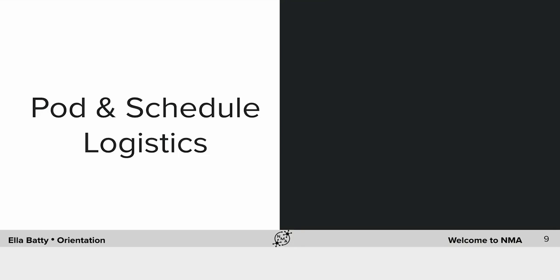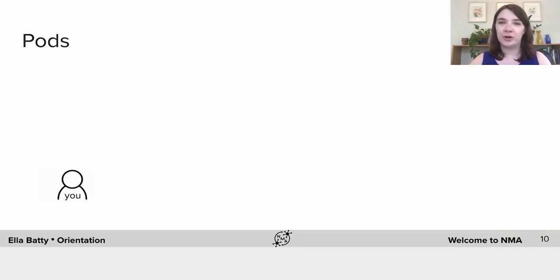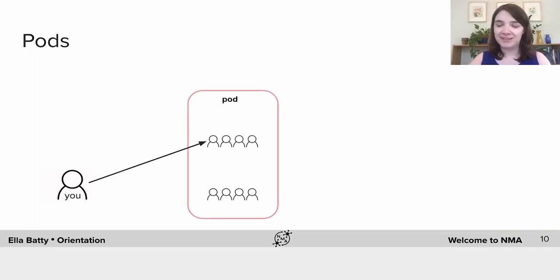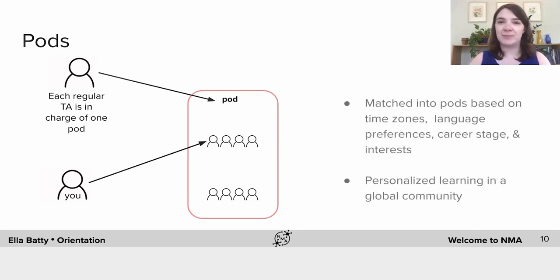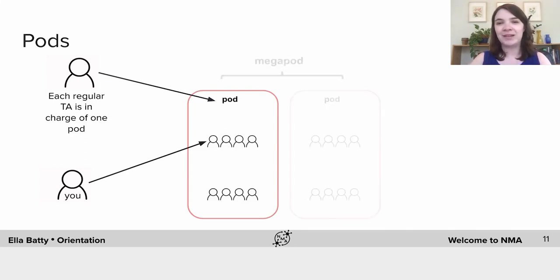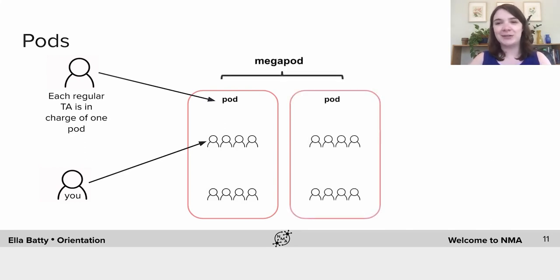Now we'll go through some logistics about your pod and schedule. You may have already heard the term pod. Students are grouped into pods, and each pod has a regular TA in charge of it. You've been matched into these pods based on your time zones, language preferences, career stage, and interests. This pod structure allows us to have personalized learning, because you'll interact with your TA and podmates a lot, in a global community. Pods are clustered with other pods into megapods. This is so you get to meet people outside of your group too. And all of NeurMatch is structured like this, so we have thousands of students in their pods, in their megapods.